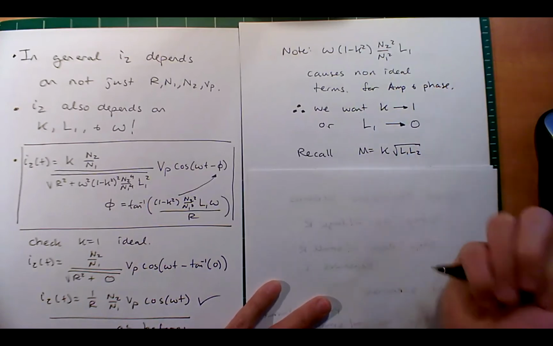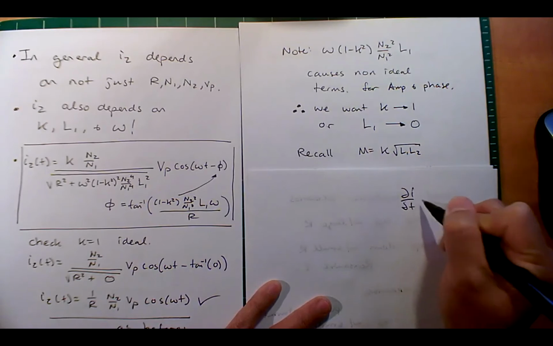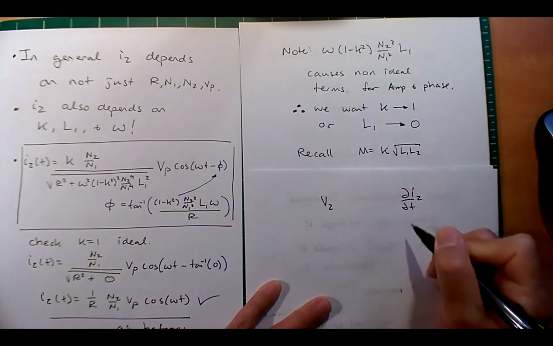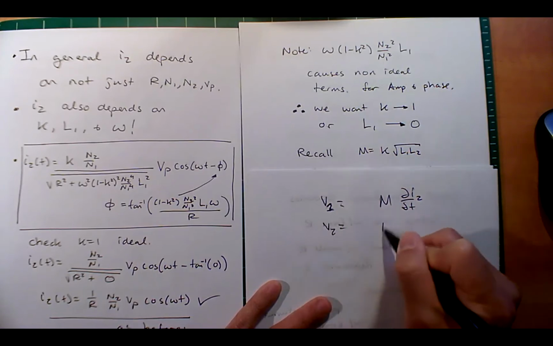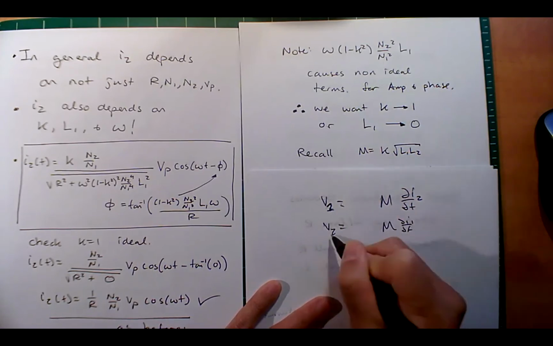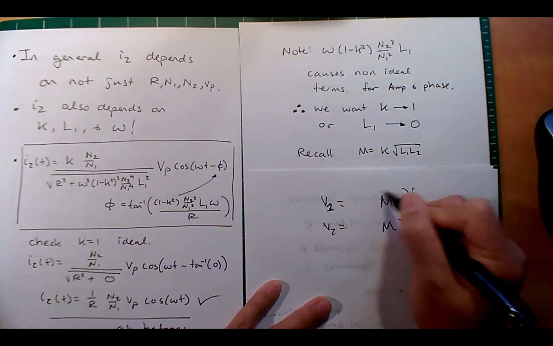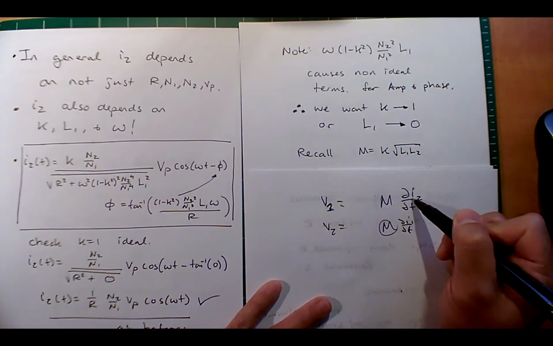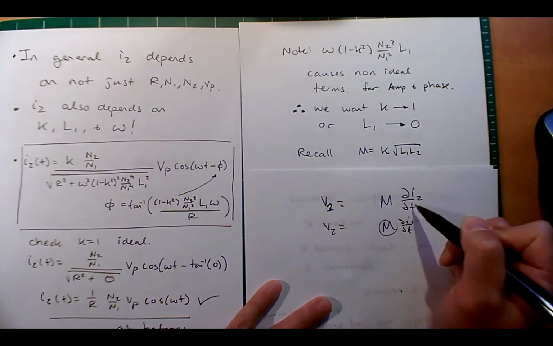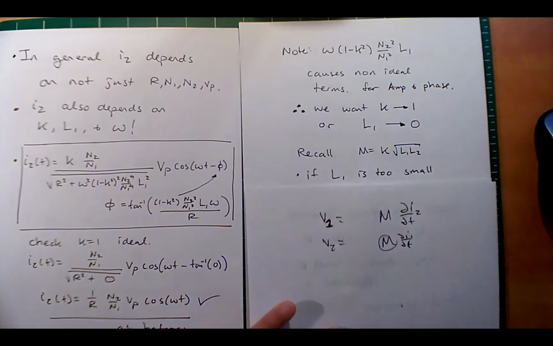Remember that mutual inductance is the relationship between di1/dt and V2. So that mutual inductance, the bigger it is, the more powerful your rate of change of current on one side affects the other side. Okay, good.